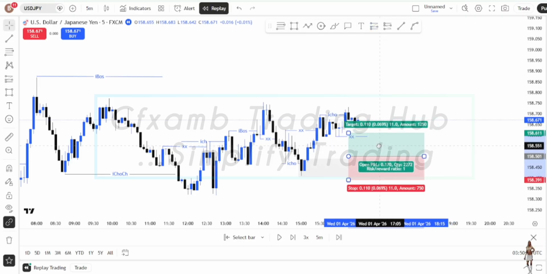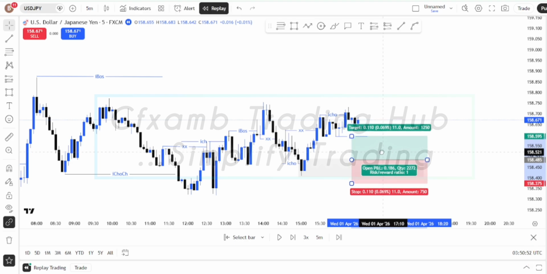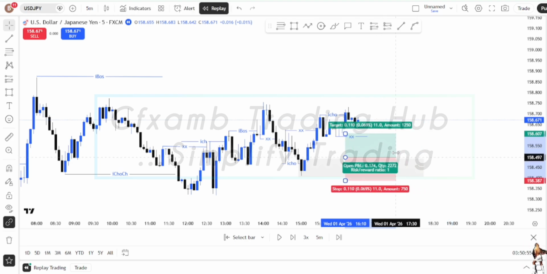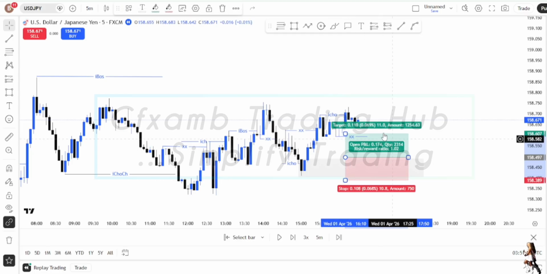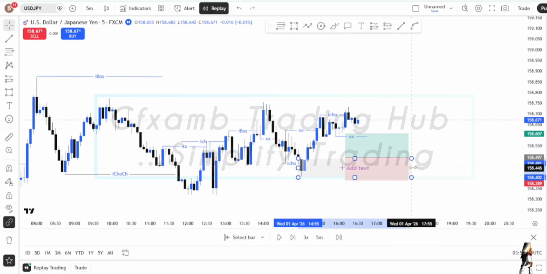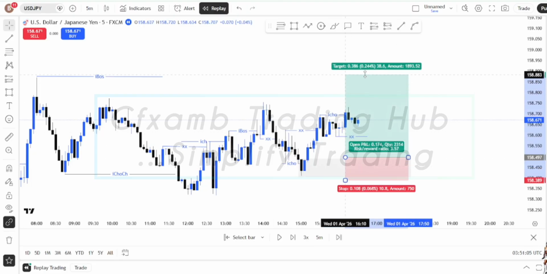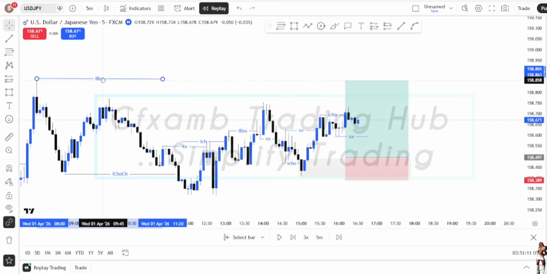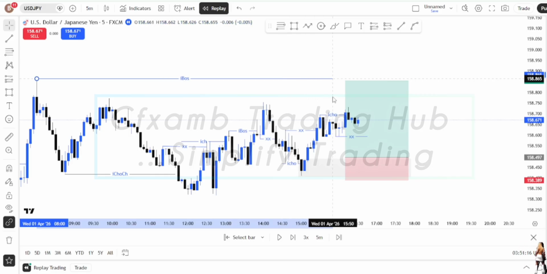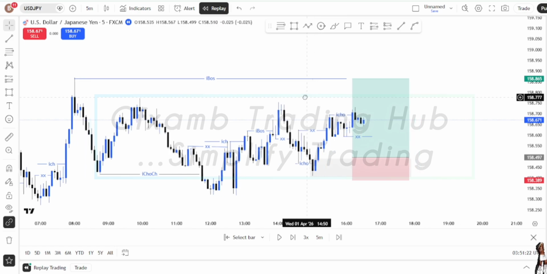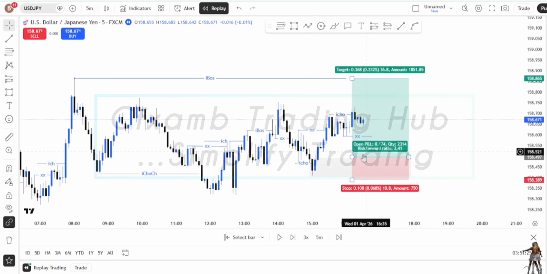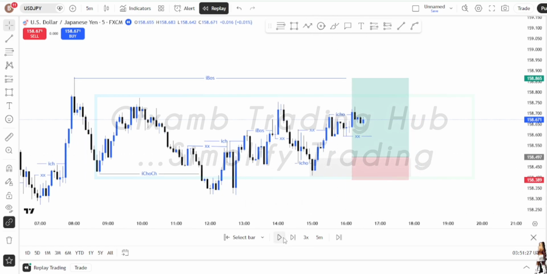Let's see. And also remember, we have aggressive entry, and also we have conservative entry. Aggressive entry, you don't really wait for a candle confirmation, you buy from your order block. But a conservative entry, you need to wait. I'll be targeting this high here. Let's see if market will get to this high. Yeah, this is the high we'll be targeting. All right, so this is a ratio of 1 to 3. All right, let's see what we are going to get.